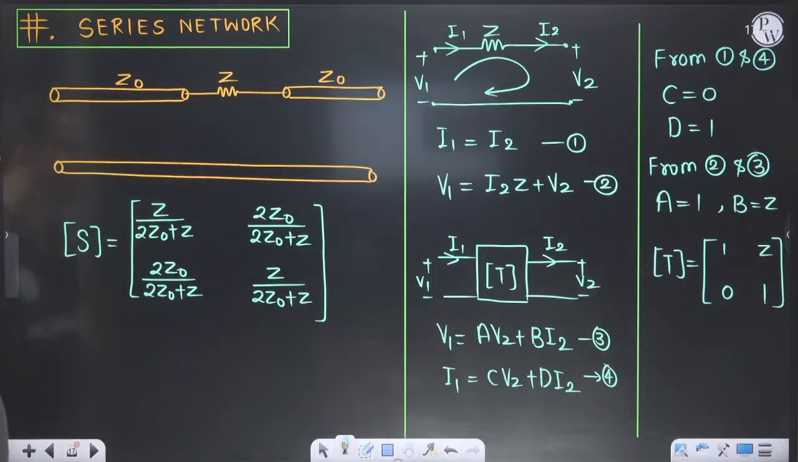So this is a very easy question. This is a very easy point. They will give 50 ohm, 50 ohm, and you can find out the value.